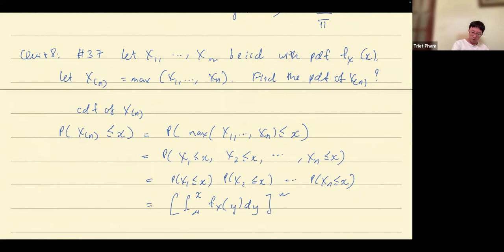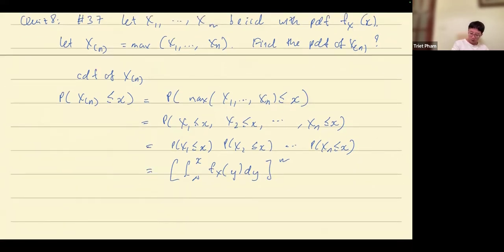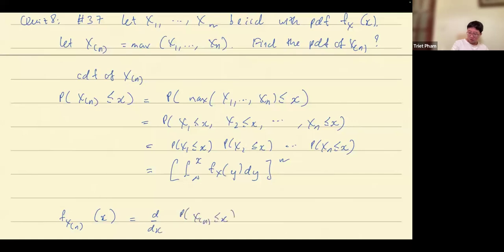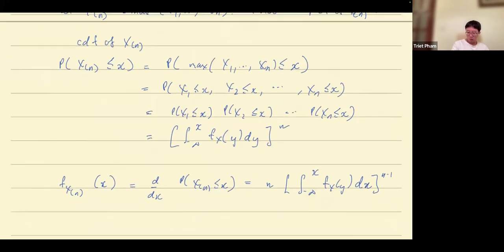But what are we after? We're after the PDF. So the PDF of the max will be the derivative of this. Which will be n times this raised to the n minus 1 power. But we need to do the chain rule to differentiate the inside with respect to x, so multiply with the PDF like that. All right, any question? So this expression times that is the PDF of the max.